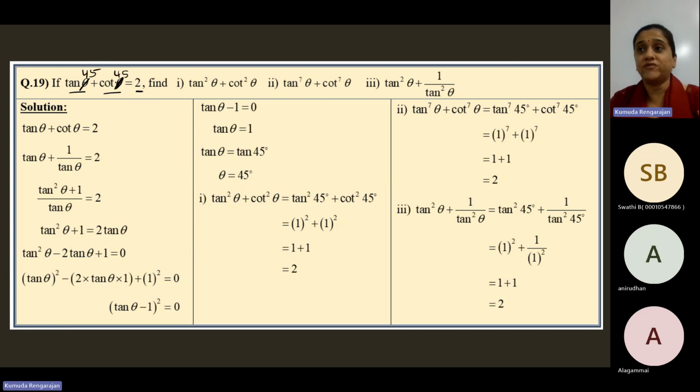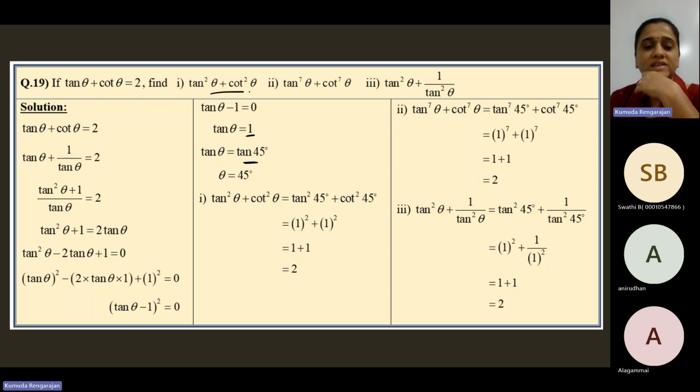Same angle. You cannot put a different angle here. Theta means if it's 45 in one, it's 45 in the other also because it's theta. Same angle it is. So 1 plus 1, 2. So what's the value of theta? 45 degrees. And that's what we have found by working like this. One means tan 45. So on comparing both the sides, theta is 45 degrees.